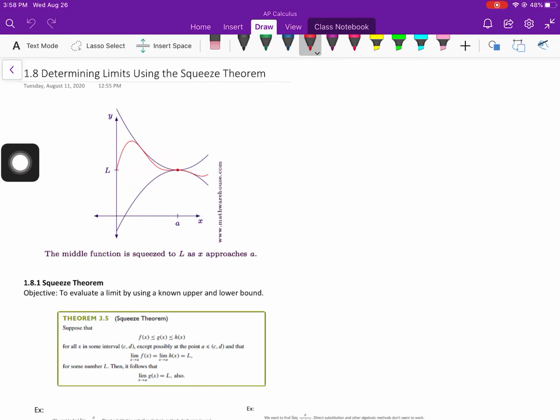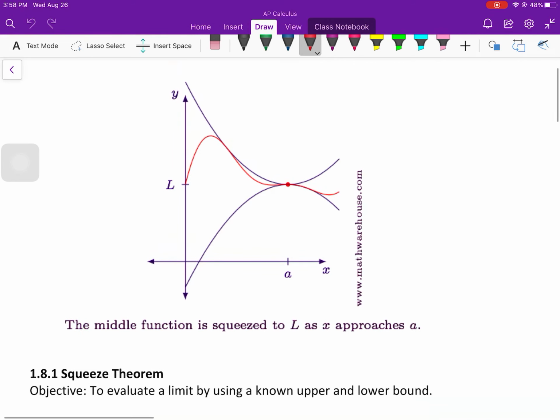The squeeze theorem, which is truly a really cool math theorem. It's a really good example of how mathematicians kind of trick things the way that they want to get the answers that they want, basically. So it's kind of interesting, but the idea here is if we have this red curve, let's just say we need to approximate the limit of it when x is approaching a, and we can't for some reason. We can't approximate it algebraically.